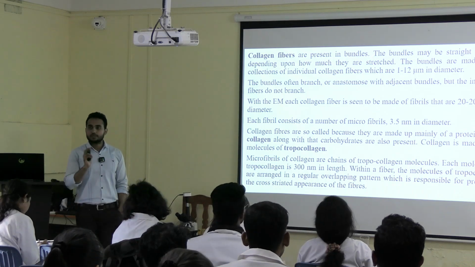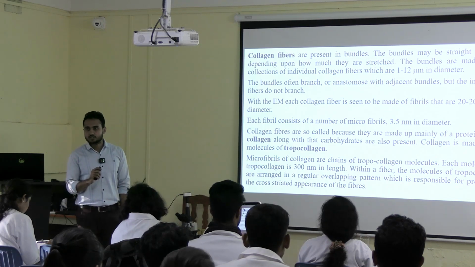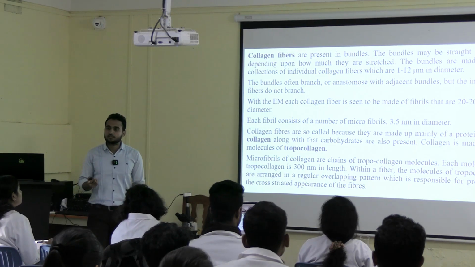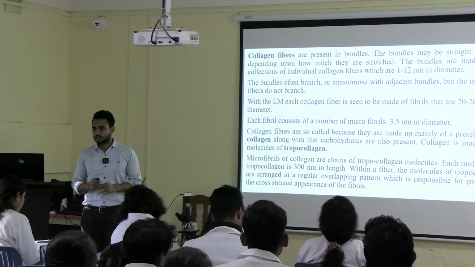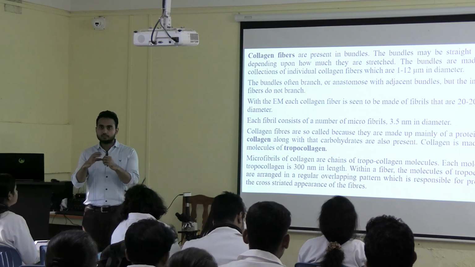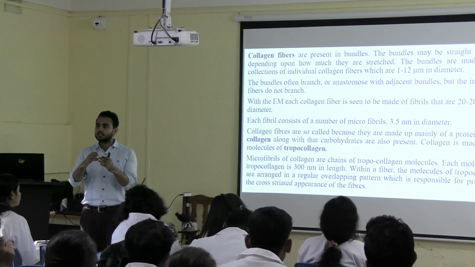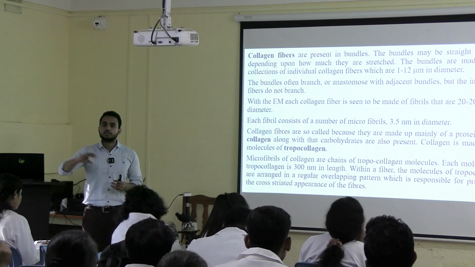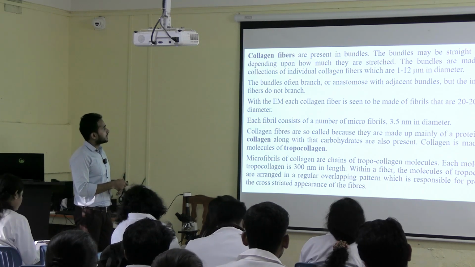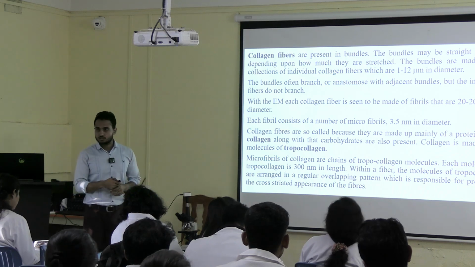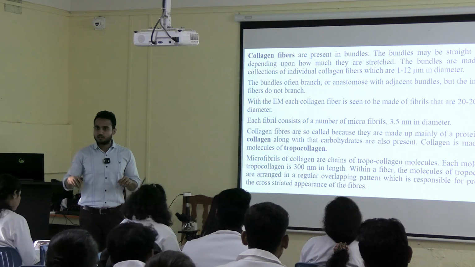Now the most abundant fibers present in the connective tissue are the collagen fibers. What are the properties of the collagen fibers? Please keep in mind that the collagen fibers are always present in bundles, not single fibers. You know the meaning of bundle: many fibers together form a bundle. Now these bundles may be straight or wavy, depending upon how much stress is applied on them.